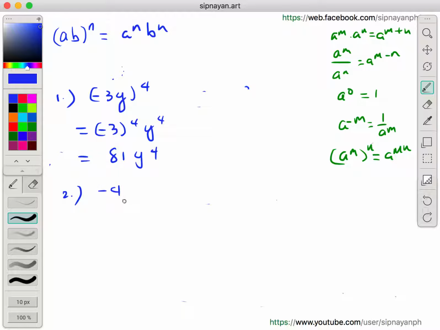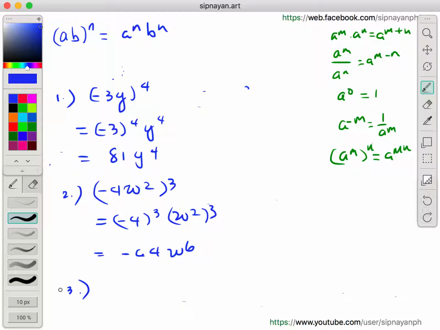Number 2, we have (negative 4w squared) raised to 3rd power. So, magiging negative 4 to the 3rd power times w squared to the 3rd power. So, magiging negative 4 times negative 4 is 16. Times negative 4 is negative 64. And w to the 2 cubed is w to the 6, diba? 2 times 3 is 6.